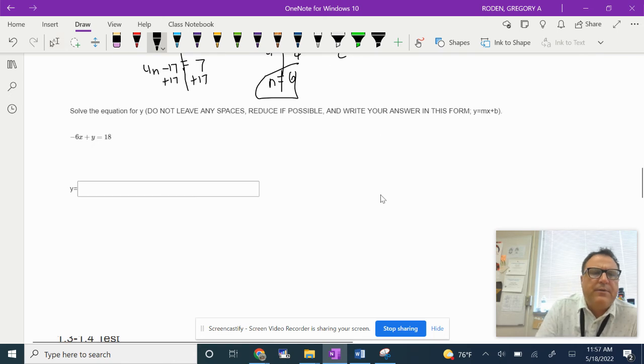Okay, solve the equation for y. Do not leave any spaces. Okay, so let me just recopy it over here. So we have 6x plus y equals 18. Now, guys, this should be a pretty simple problem. This should not be very difficult at all.